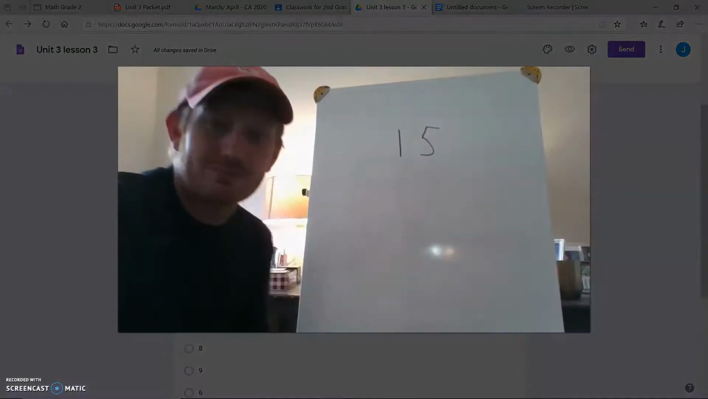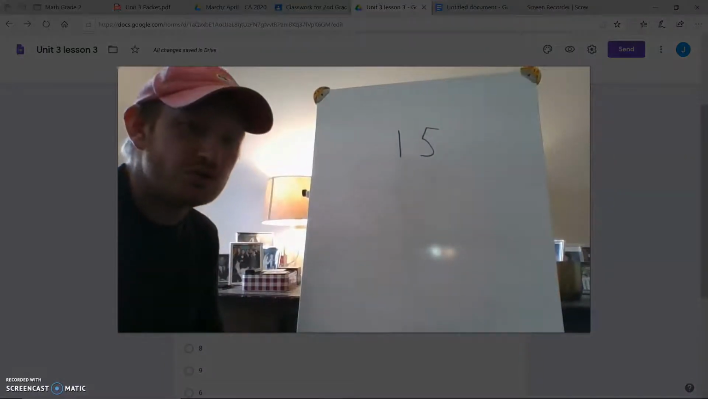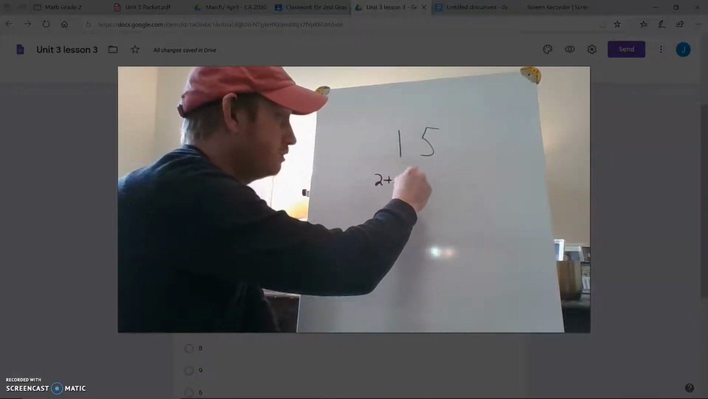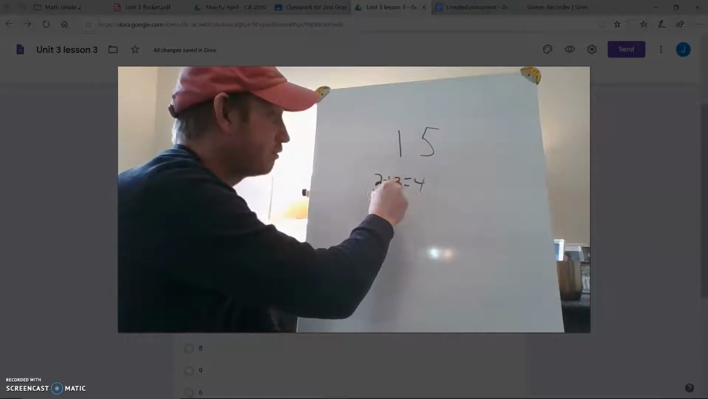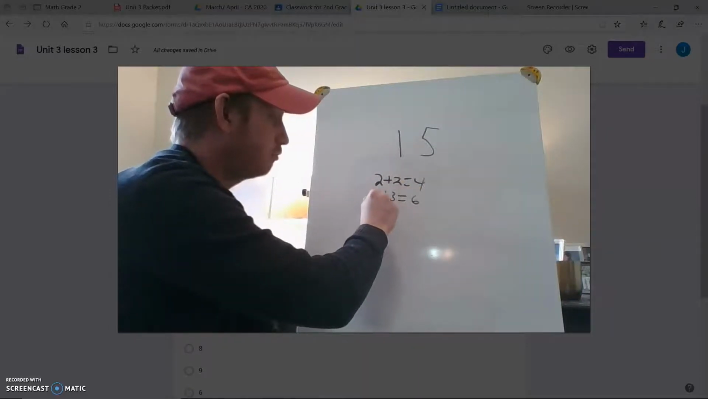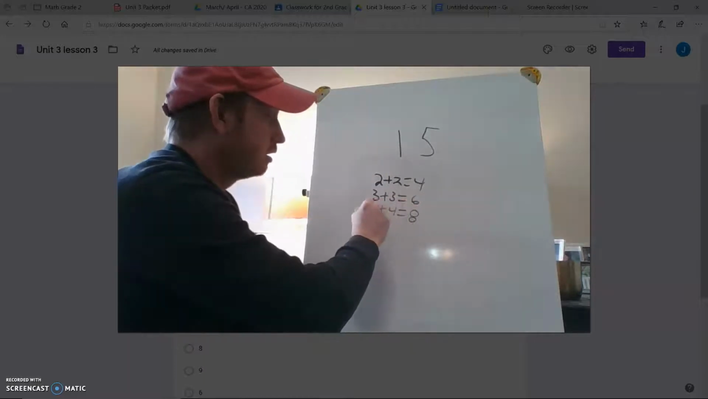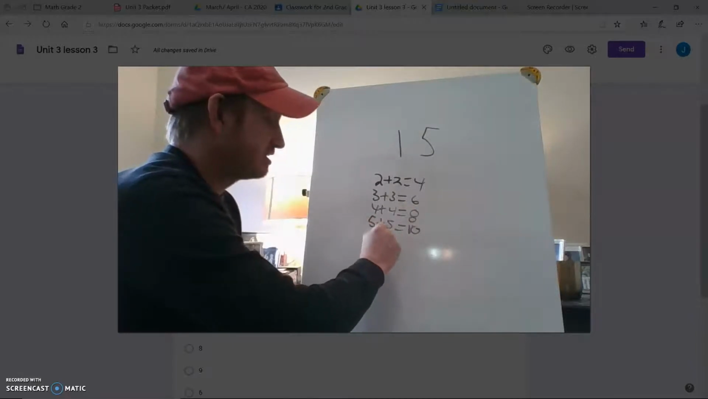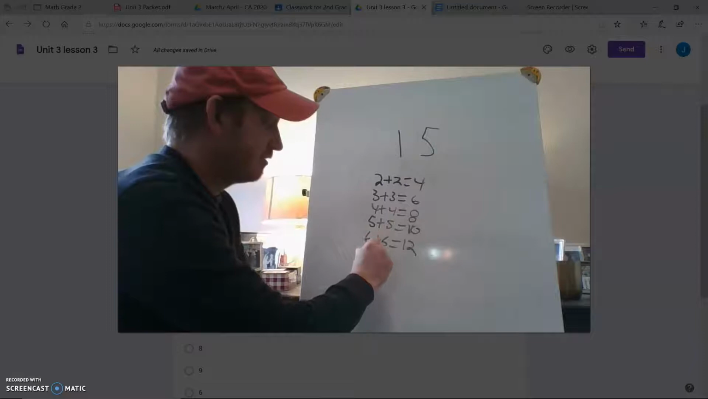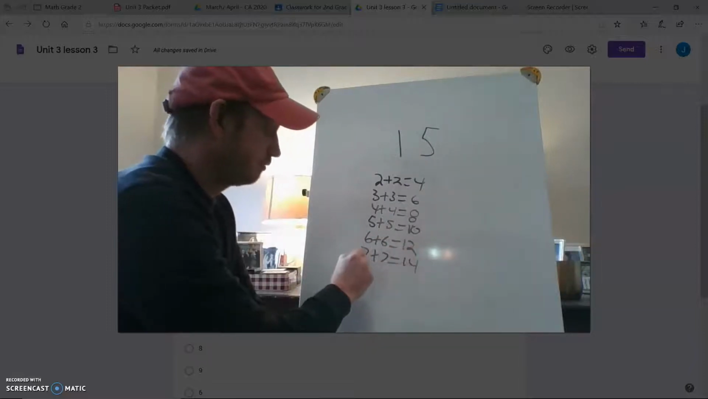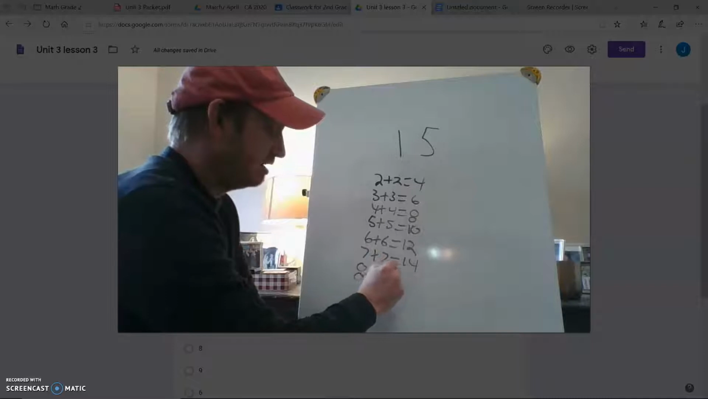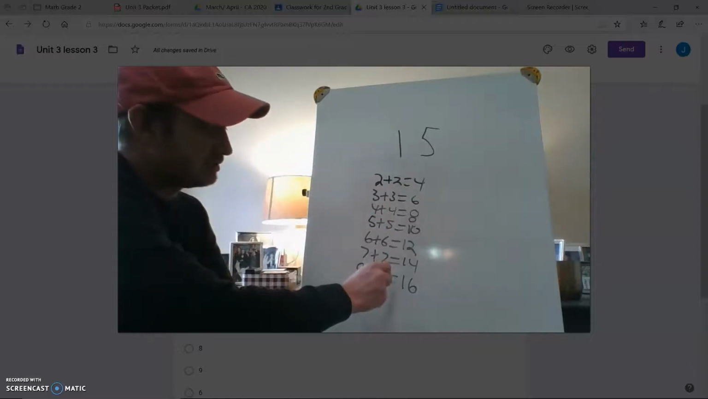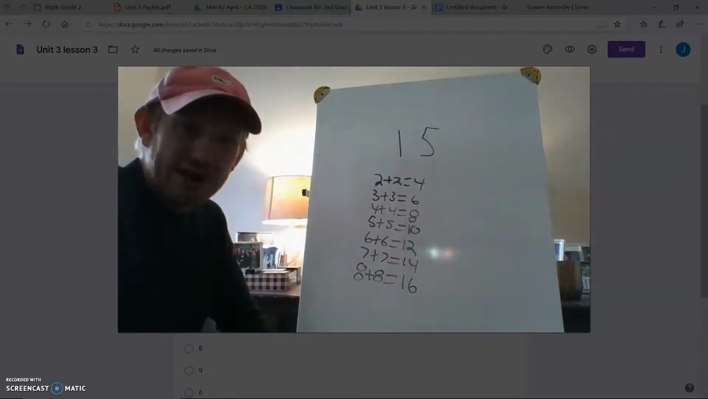So let's see. Our number is 15. And I'm going to do this using only my number facts. So 2 plus 2 is 4. 3 plus 3 is 6. 4 plus 4 is 8. 5 plus 5 is 10. 6 plus 6 is 12. 7 plus 7 is 14. 8 plus 8 is 16. And so I can see that none of my doubles facts gets me to 15. So I know that it's odd.